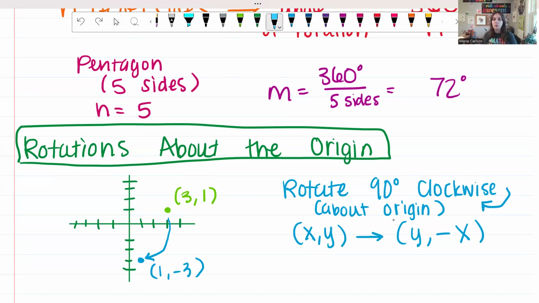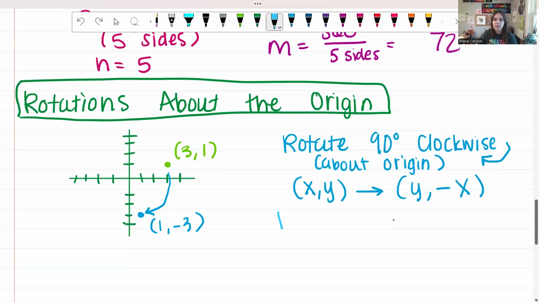So what if we go the opposite direction? What if we rotate 90 degrees counterclockwise?